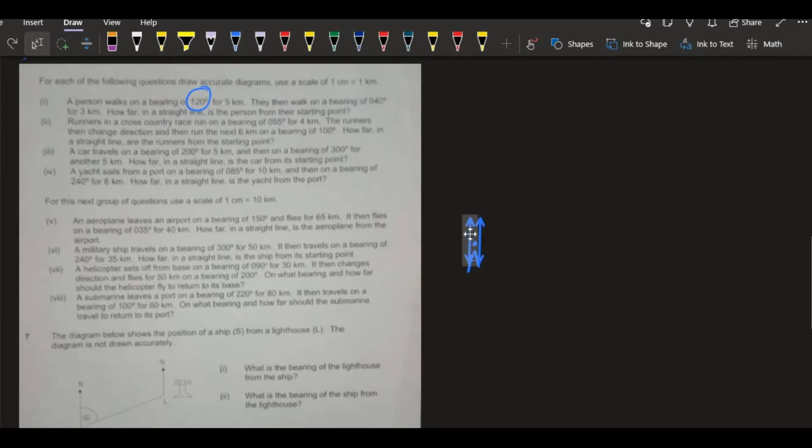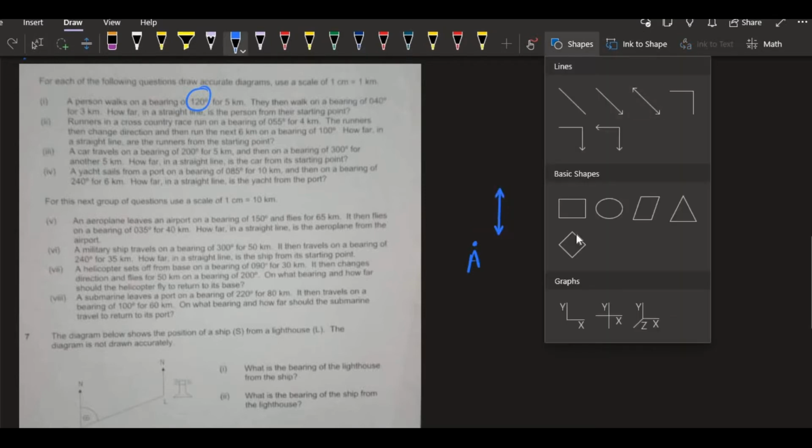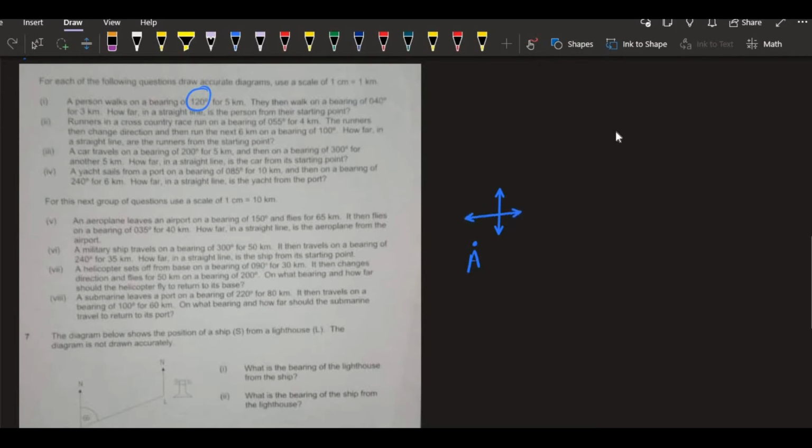It doesn't work like that. So always try to draw a compass while doing these types of problems.